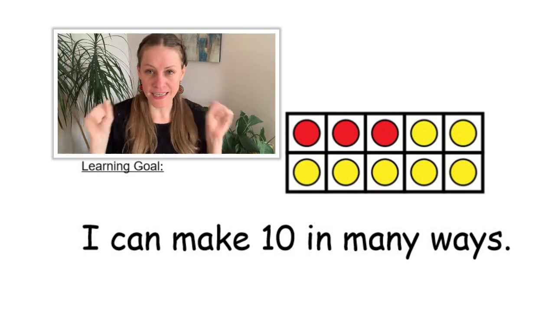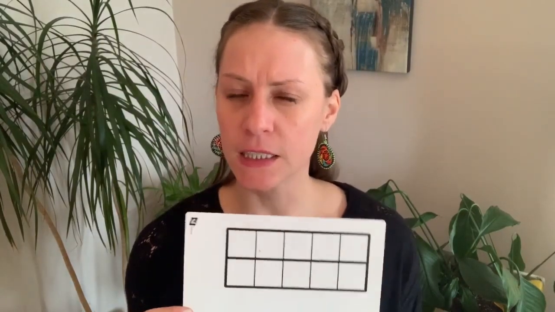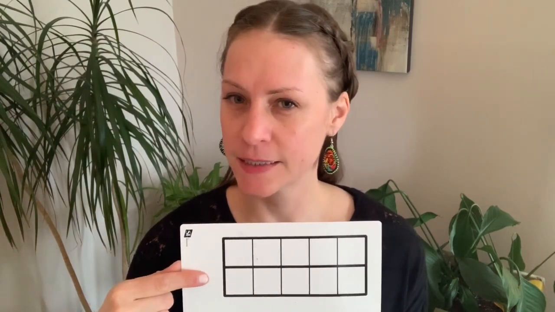Today's learning goal is I can make 10 in many different ways. Now what's this? Do you remember? So we call it a 10 frame and there are 10 squares. But now that I'm seeing it right now, what a great example of a fraction. Really, it's a long rectangle. It's cut in half first with a dark line. And then it's cut into tenths. It's in 10 equal pieces.